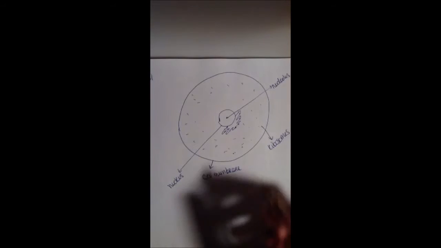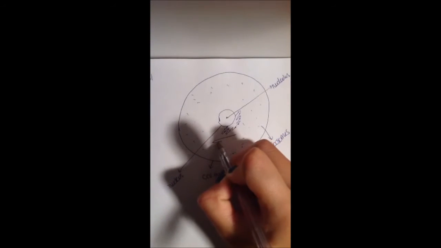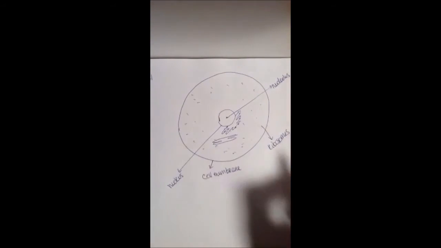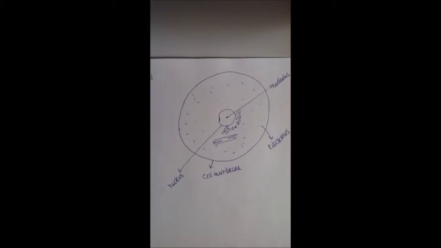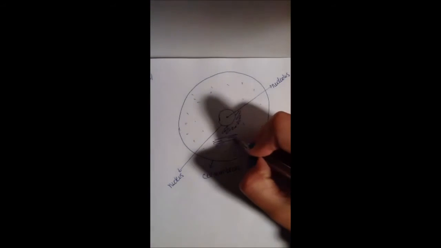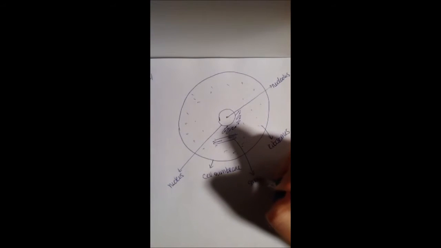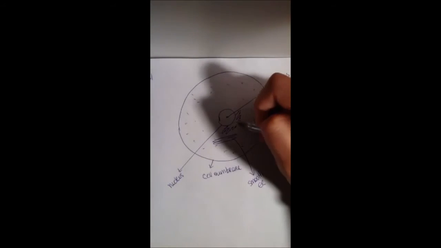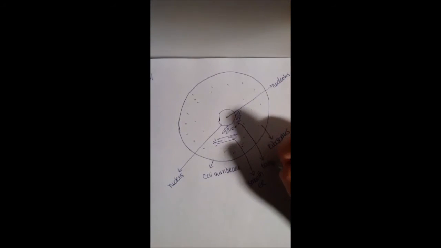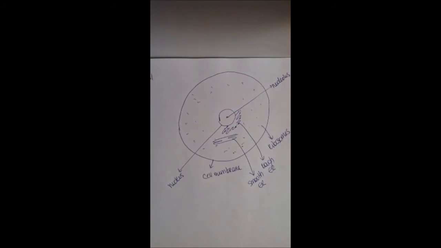Then right next to the rough endoplasmic reticulum is the smooth endoplasmic reticulum, which is also tubular vesicles that are connected to each other by the lumen. But specifically, of the smooth ER and rough ER, the smooth ER produces lipids, steroids, and hormones, as well as breaks down toxins and stores calcium.